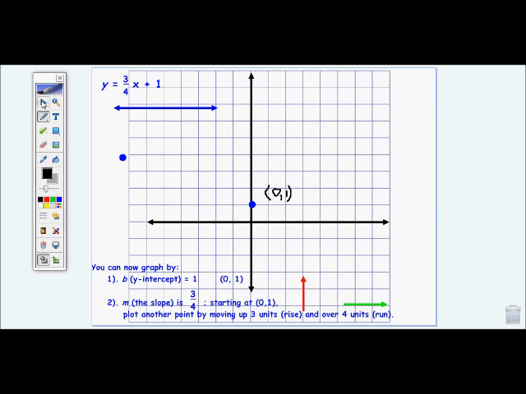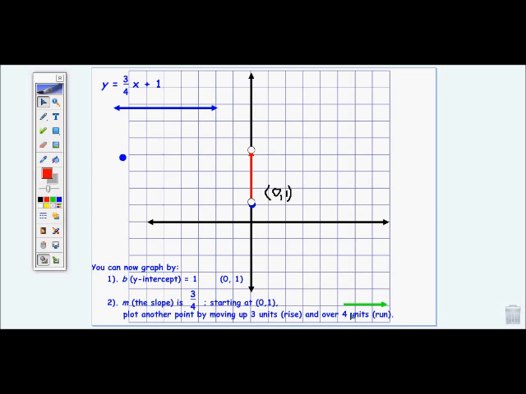All right. The next thing we're going to do is we're going to go ahead and do our slope. So I'm going to rise, and it tells me rise 3. So 1, 2, let's stretch this to 3.